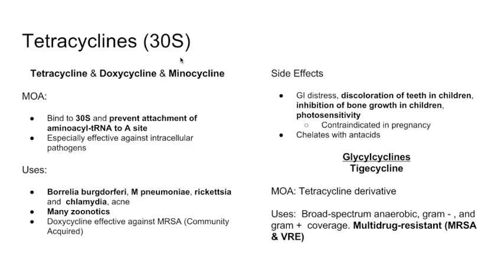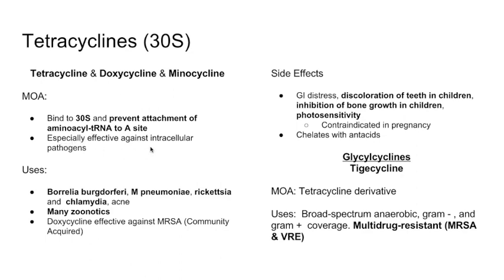Second class of agents is the tetracyclines. So these also inhibit the 30S. Examples for it are tetracycline, doxycycline, and minocycline. And how they work is that they bind the 30S, as we talked about, and they prevent attachment of the aminoacyl tRNA to the A site. So this is the new tRNA that's bringing the new amino acids.